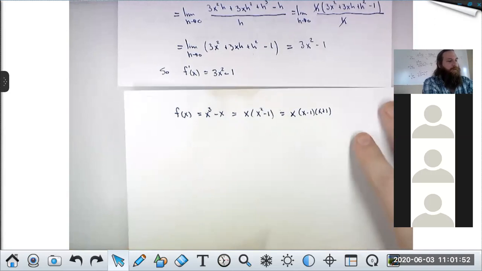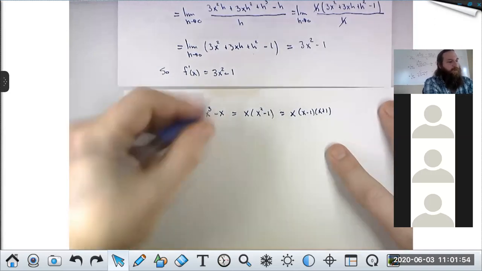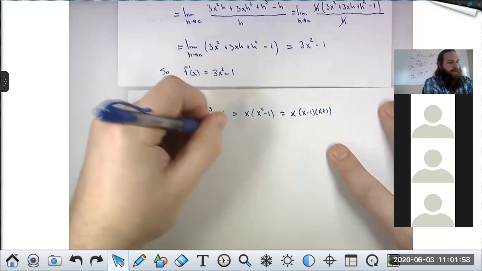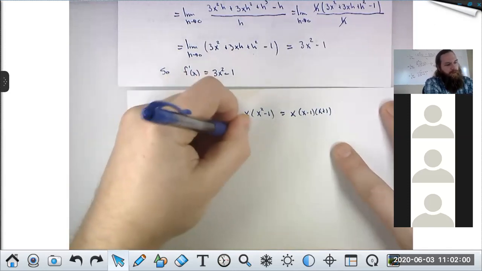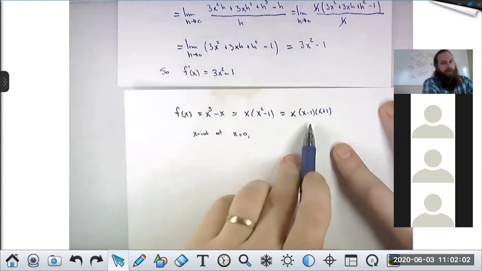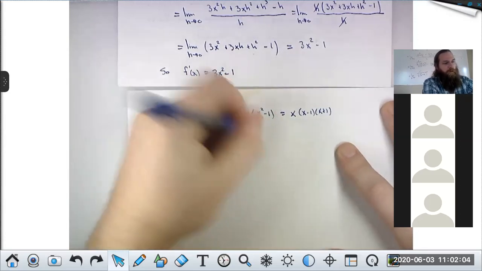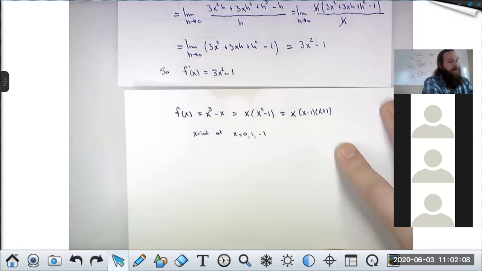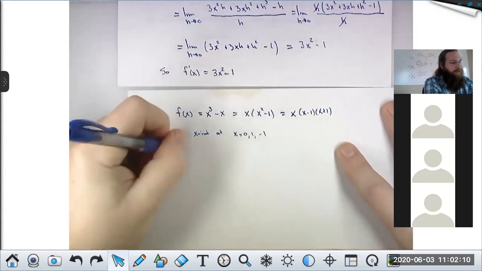This tells me I have x-intercepts at 0, this tells me I have an x-intercept at 1, and this tells me I have an x-intercept at -1. And also my end behavior.